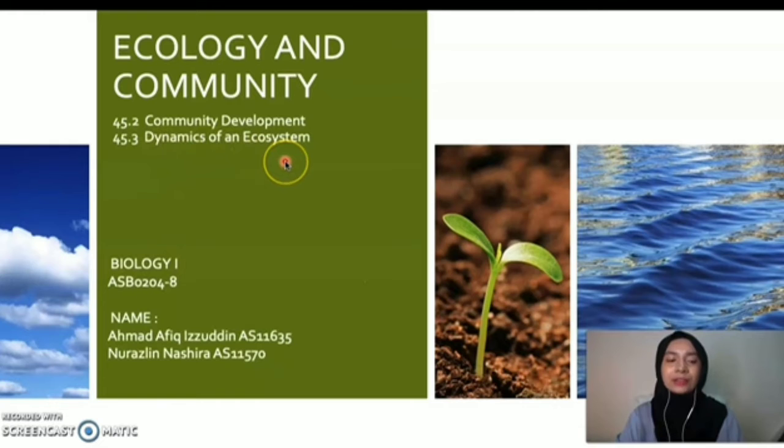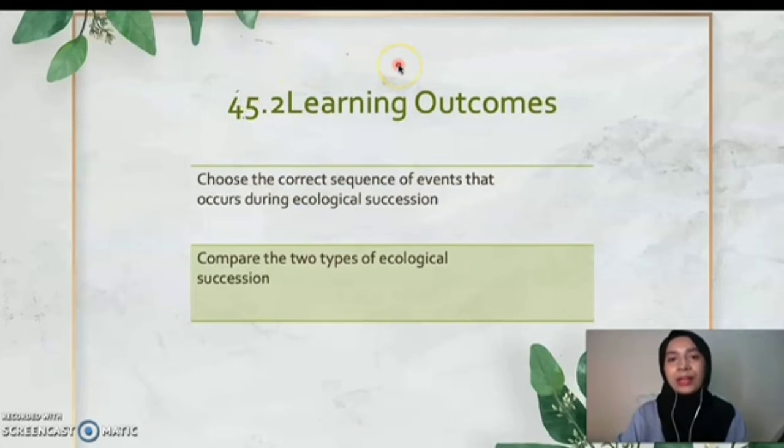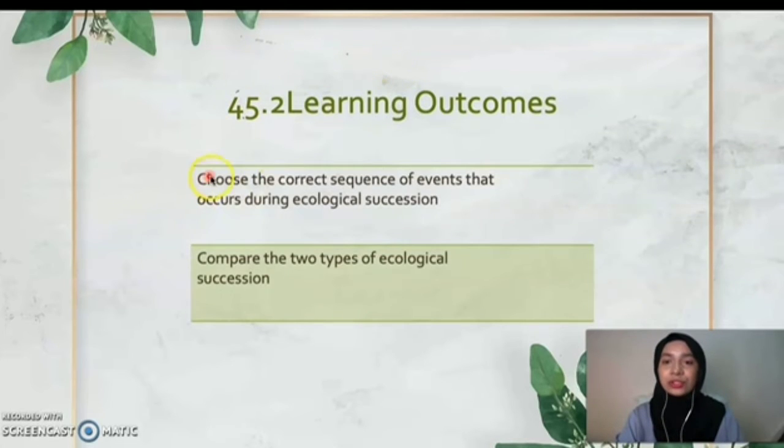Today we're going to explain the last subtopics, which are 45.2 community development and 45.3 dynamics of an ecosystem. Here are the 45.2 learning outcomes. By the end of this video, we will be able to choose the correct sequence of events that occur during ecological succession and compare the two types of ecological succession.